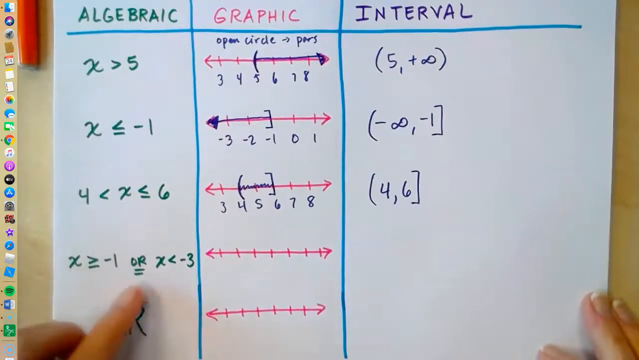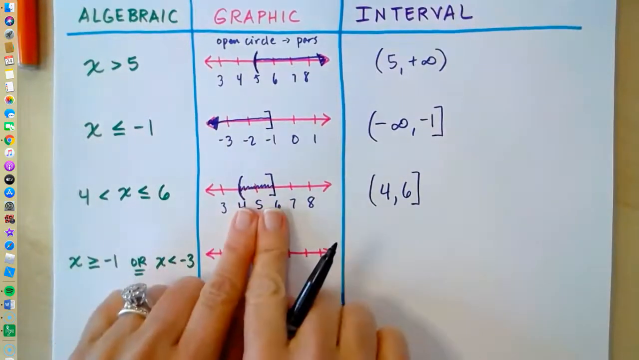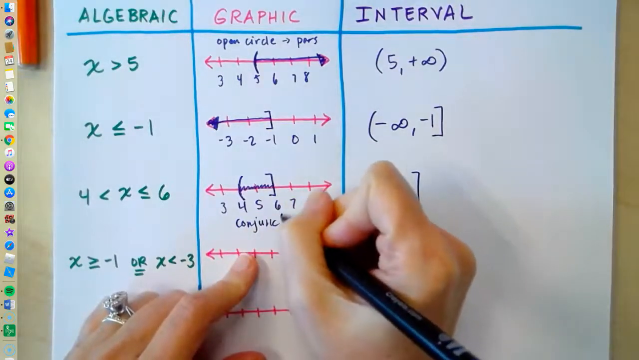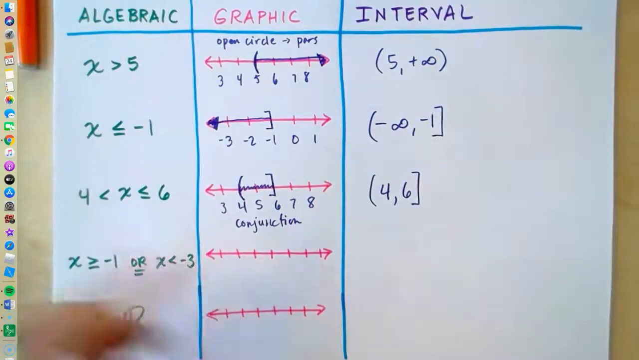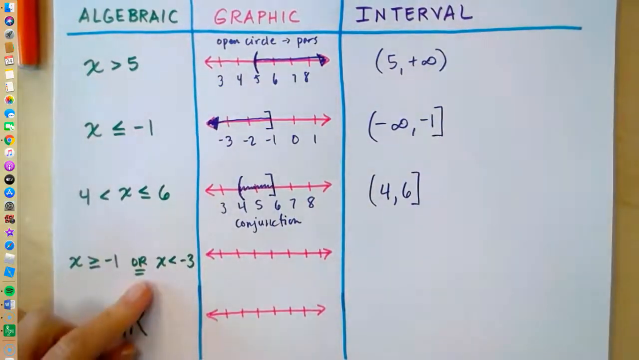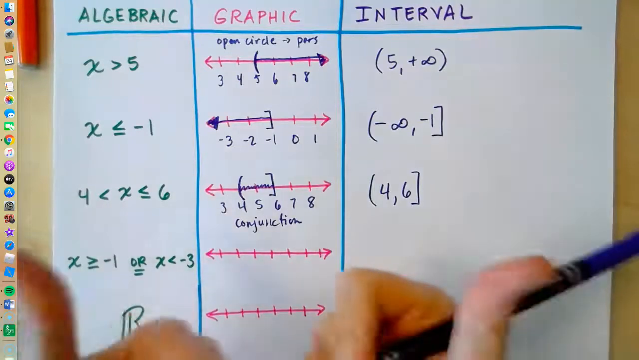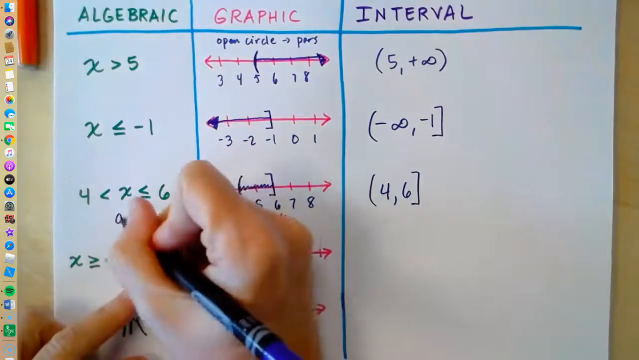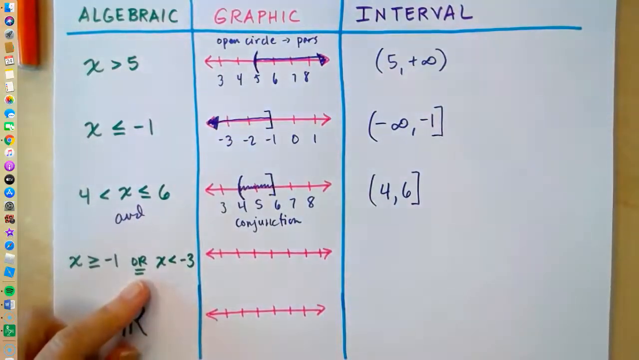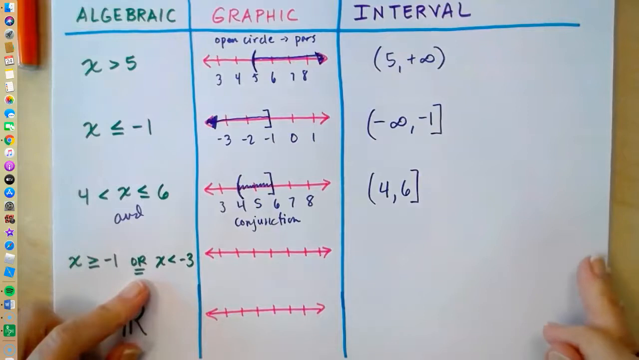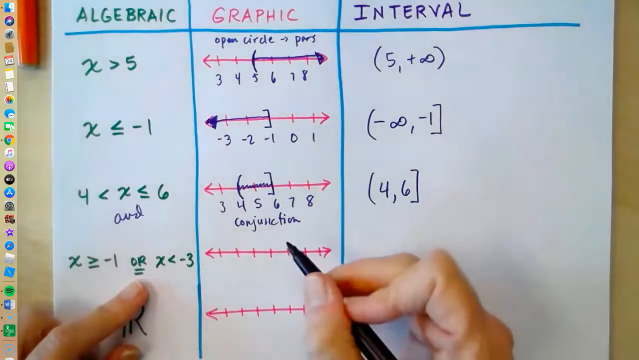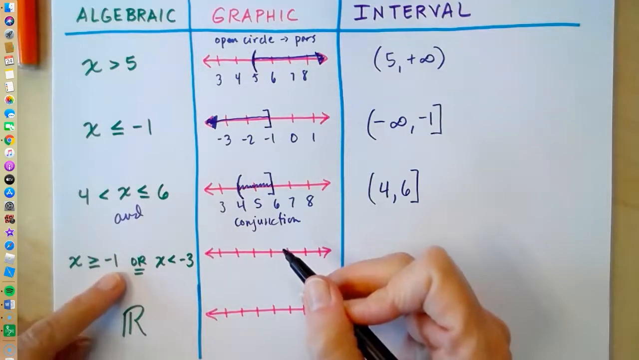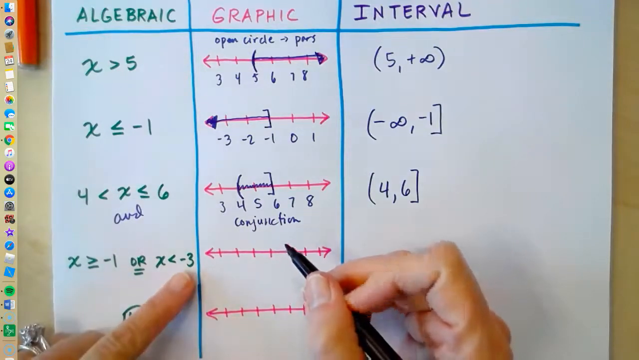Next, we've got an OR situation. So in the previous one, if you remember from algebra, this was a conjunction where the two sets came to the middle. This is a disjunction where the sets are going to be going in opposite directions. It's an OR situation where this is an AND. And this is going to play out very interestingly in the interval notation. So our answers are bigger than -1 or smaller than -3.